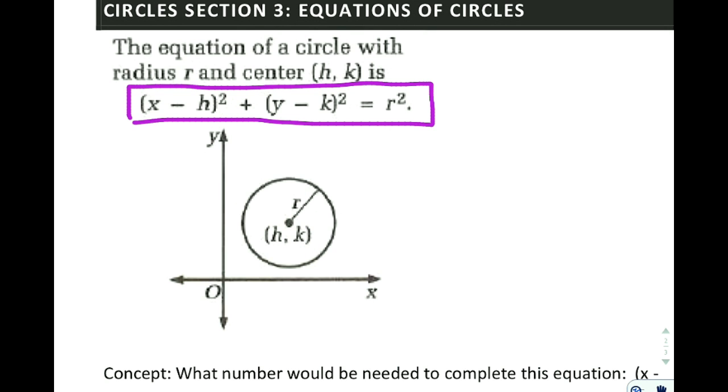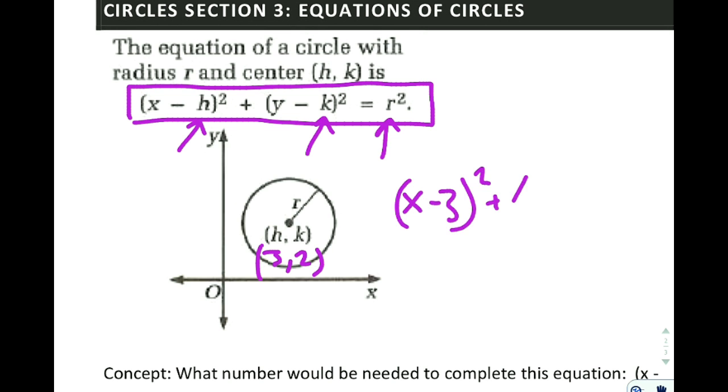By that we mean the x coordinate of the center gets paired up with the letter x in this equation. The y coordinate of the center gets paired up with y in the equation, and then the radius r is plugged in here. So for example, if we had the center (3, 2), if that was the center of the circle, we would write (x minus 3) squared plus (y minus 2) squared.